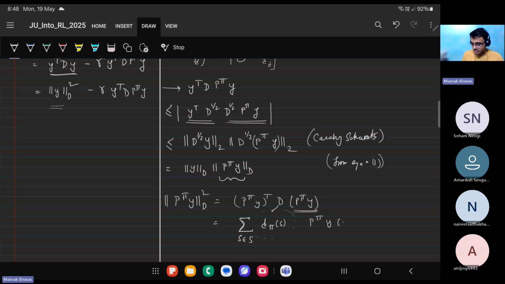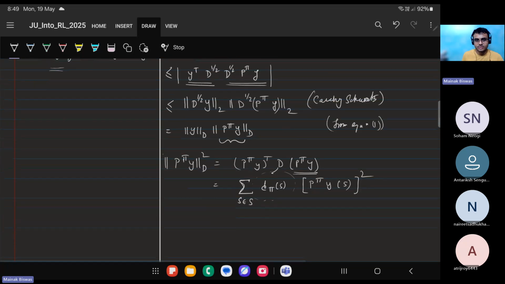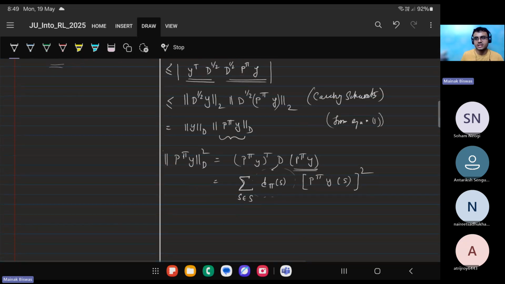If you're not following, yes or no? Do you agree? I took a square as well. It's not visible yet. Yes, that's all it is. So whatever square, whatever the norm you want to find, you find it for every s and then multiply by d pi of s. That's all we are doing.